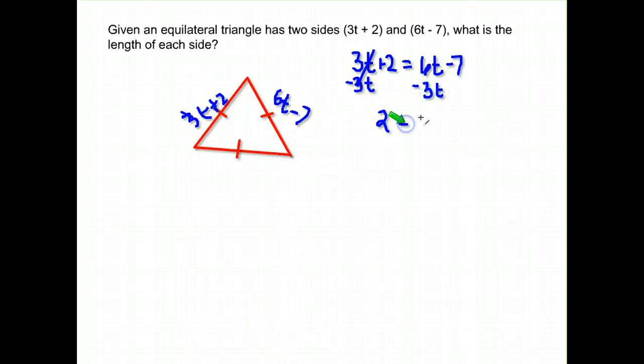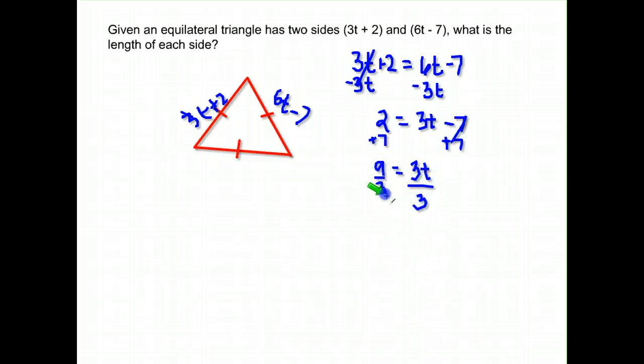Leaves me with just a 2 over here. 6 minus 3 is just 3t minus 7. We're going to add 7 to both sides, which gives me 3t equals 9. And finally, divide both sides by 3. And when I do, I get that t is equal to 3.